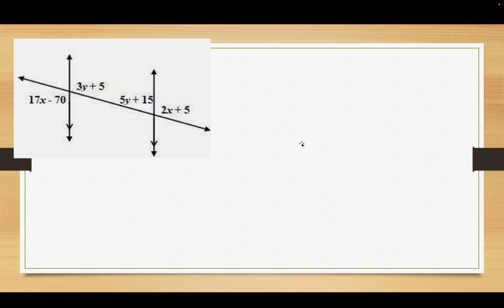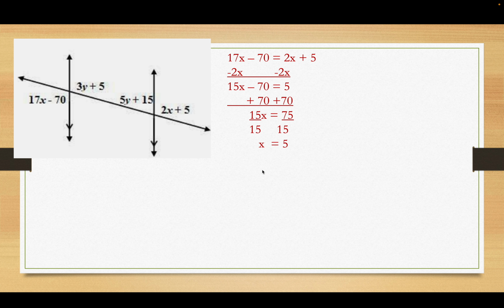Kind of like two problems in one here. I noticed that my x's are both going to be obtuse and they are alternate interior angles. So therefore, 17x minus 70 will equal the 2x plus 5. Subtracting 2x, 15x minus 70, adding the 70, 15x is 75, dividing, and I get x is 5.